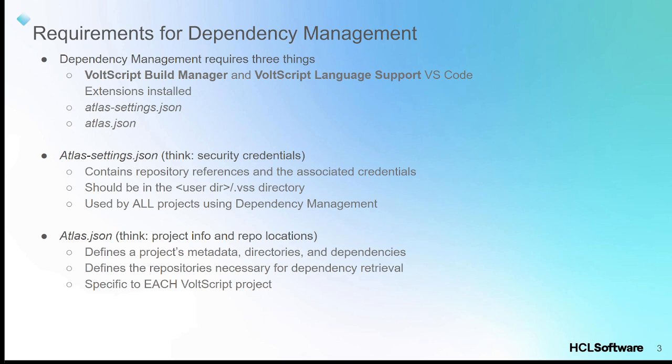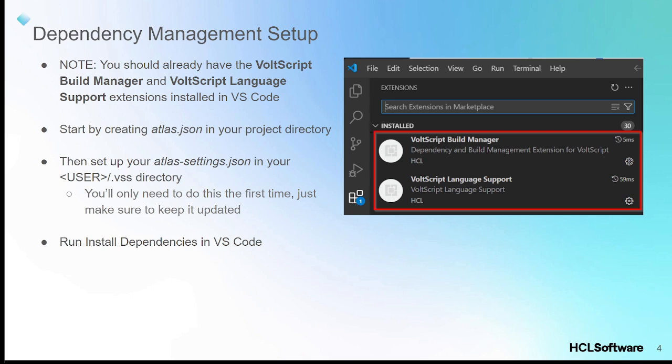Now, the atlassettings.json is a file that lives in the .vss directory in your user or home directory. This file is used by dependency management in all of your VoltScript projects to define the credentials used to access the desired repositories. Atlas.json is a file that is project specific, so there'll be one in each of your VoltScript projects, in your project's root directory. We'll go into more detail about doing this in a moment.